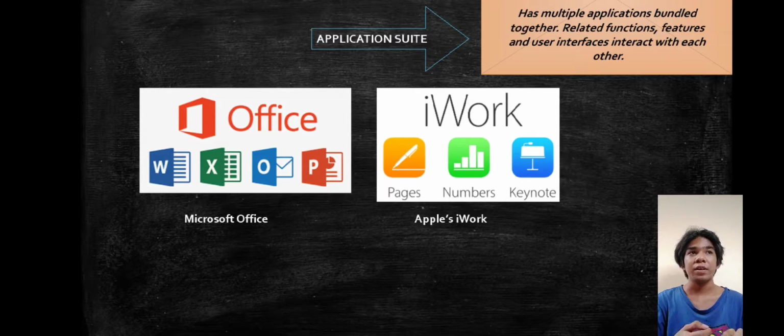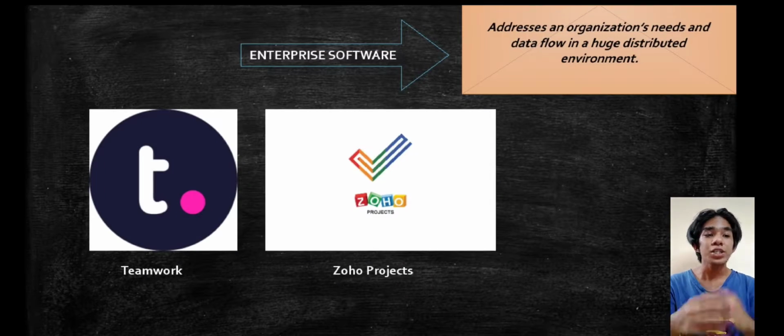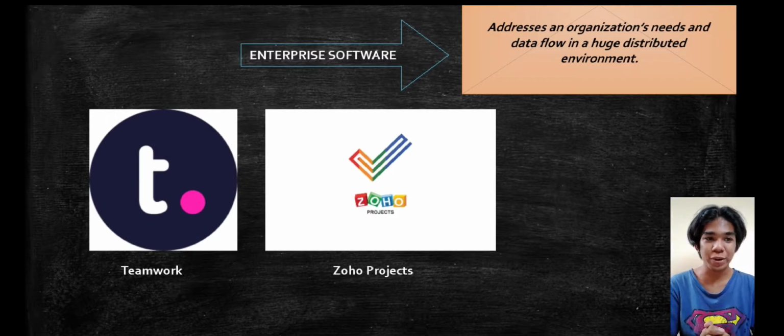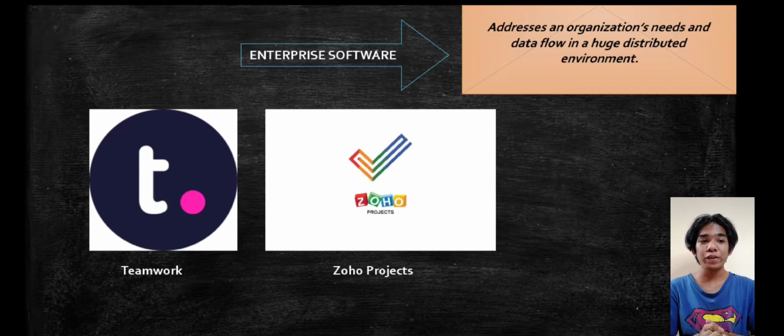If you differentiate Apple's iWork and Microsoft Office, they are all similar, because Pages is similar to Microsoft Word, Numbers is similar to Excel, and Keynote is similar to PowerPoint. The second one is enterprise software. It addresses an organization's needs and data flow in a huge distributed environment.